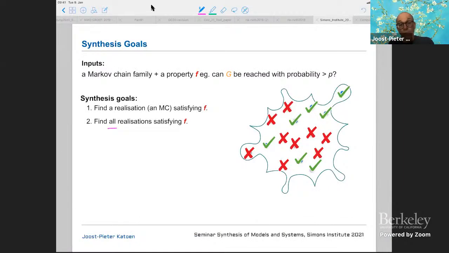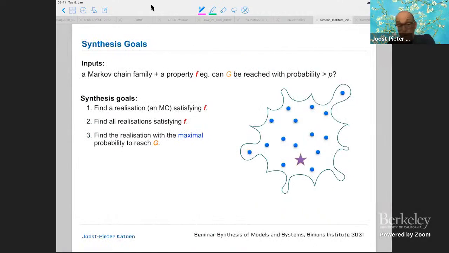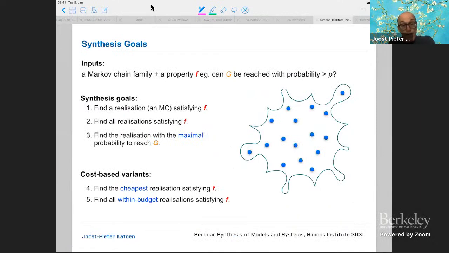So in a sense, we want to partition our family into the good guys and the bad guys. And similarly, we want maybe to find the realization with the maximal probability to reach G. And that could, for instance, be this instance, or something like this. And then you can imagine that, in fact, certain topology changes come with certain costs. And maybe we're interested in finding the cheapest one satisfying the specification, or the one that fits a certain budget that we define a priori. So these are the kind of things we are interested in.